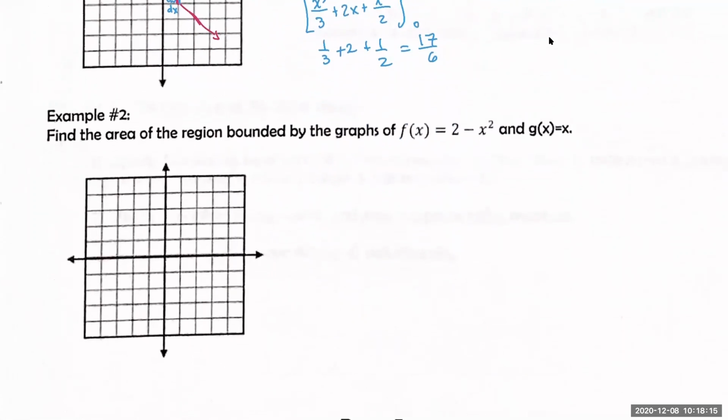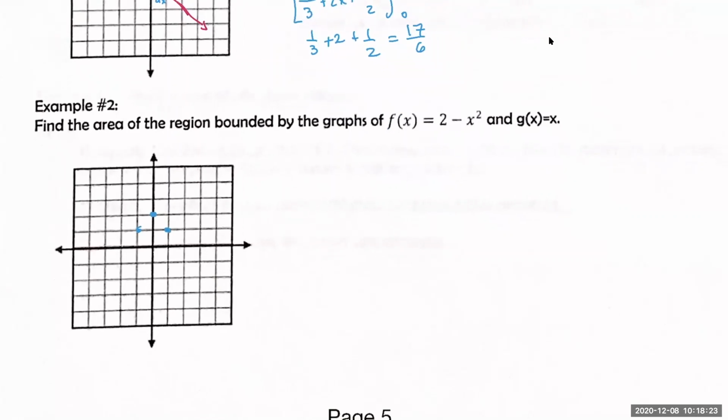So upside down parabola, negative x squared, shift it up 2. And if I wanted to be exact, I could come up with these values as well. So the 5 key points of that parabola. So that's going to be in blue. And then go ahead and sketch y equals x in a different color.